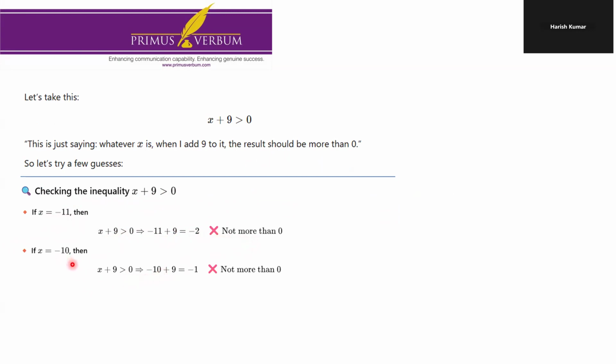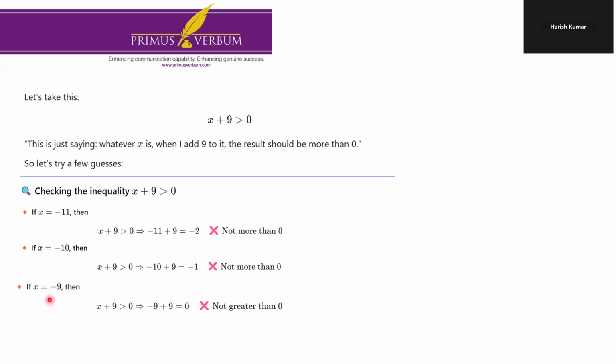So let's increase the value of x and see what happens. X plus 9 greater than 0 becomes minus 10 plus 9 is equal to minus 1. And minus 1 is not more than 0. So let's try the next number. X is equal to minus 9.